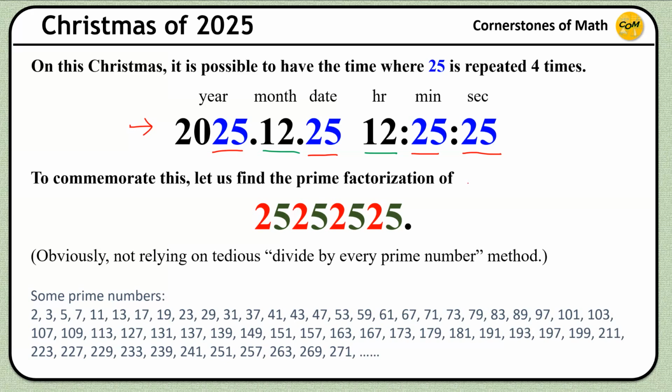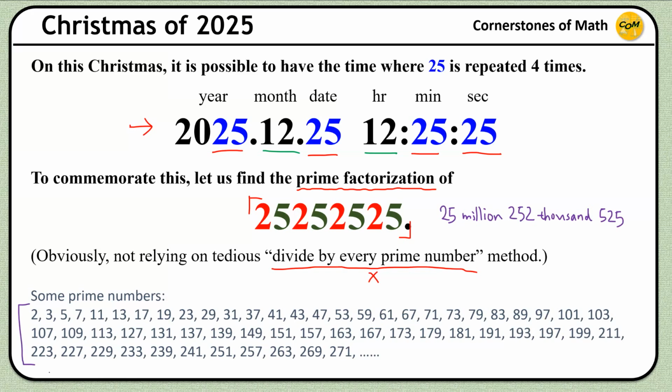To commemorate this special time, let us try to find the prime factorization of the 8-digit number 25252525, that is 25 repeated 4 times, which can be also read 25,252,525. Obviously, one method that works is dividing by every prime number, but since that is boring, let us not rely on that tedious method. Or at least, let us try to use that method as little as possible. We will still use this list of prime numbers, because not many of you might have memorized these many prime numbers.